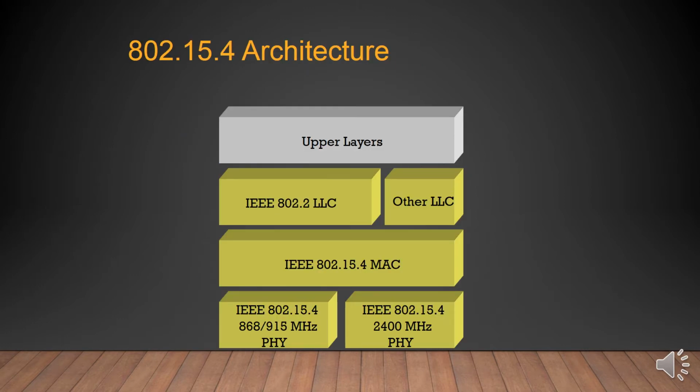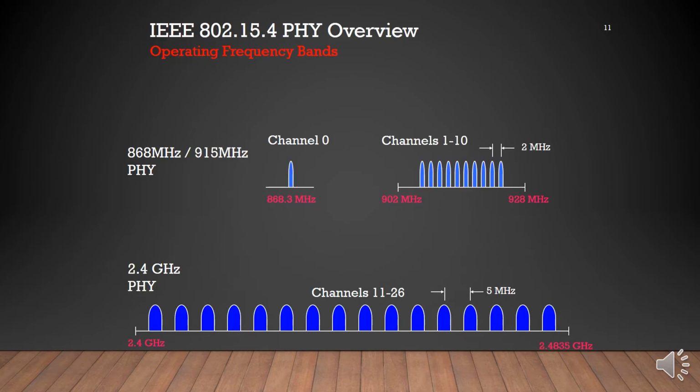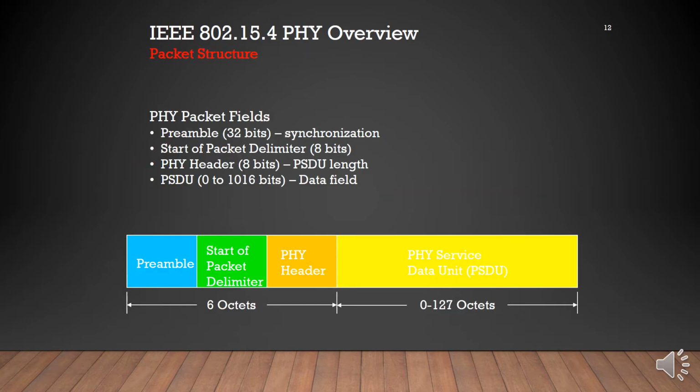So the architecture looks like this. We will have a physical layer, the MAC layer, then the logical link layer, and the application. So the physical overview: operating frequency bands, the channels, 2.4 GHz to 2.4835 GHz. The channels may be 11 to 26, depending upon the need. The other channels are 0 to 10. The preamble is 32 bits, used for synchronization.